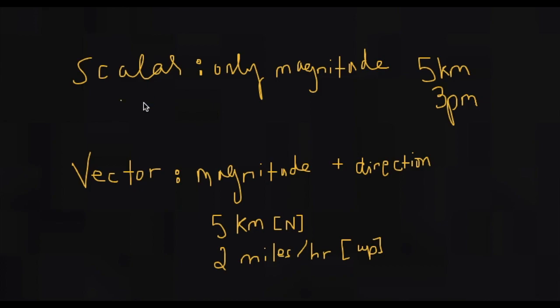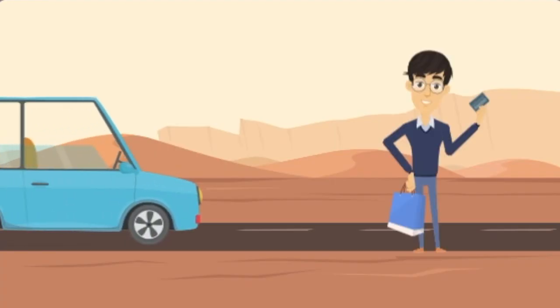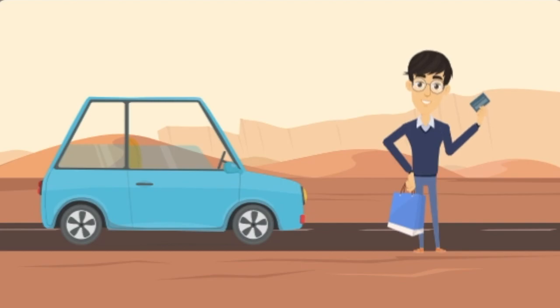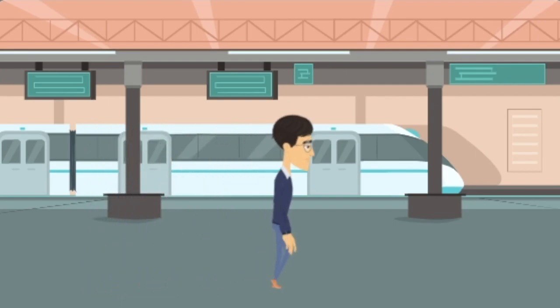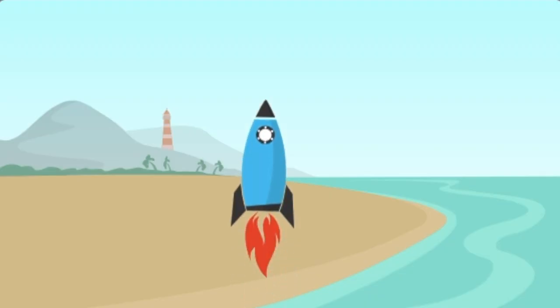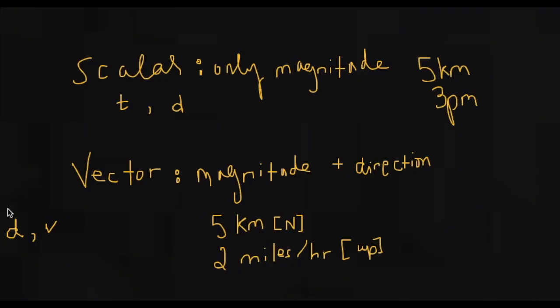left, right. Some examples of scalars include time, like 3 p.m., or distance, like 5 kilometers. Some examples of vectors include displacement, like 5 kilometers north, or velocity, like 2 miles per hour up. Note that when you write out vectors as variables, you need to put an arrow on top.